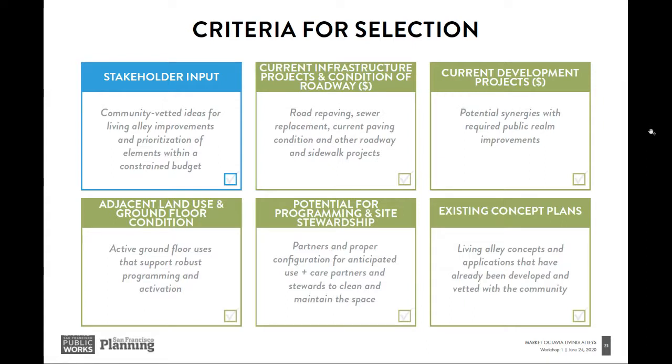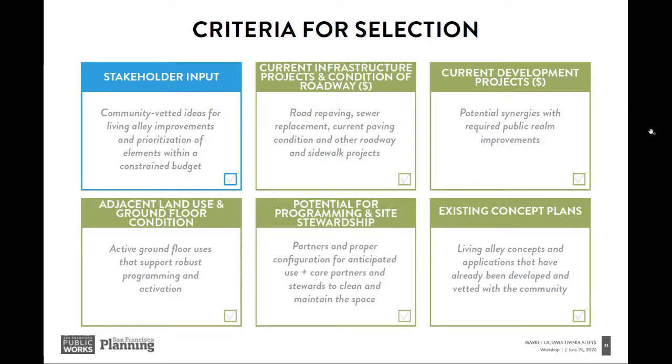Other high priority criteria the city team will be considering include current infrastructure projects and condition of roadway. We'll be looking to see if there are any projects where we can combine forces to implement improvements and make our budget stretch further. And I've noted that by the small dollar signs in the titles. Those alleys which have recently been repaved may essentially provide a clean canvas and quicker implementation relatively, given that underground utility work likely was done as part of the repaving. And so the city will be carefully considering these alleys as priorities.